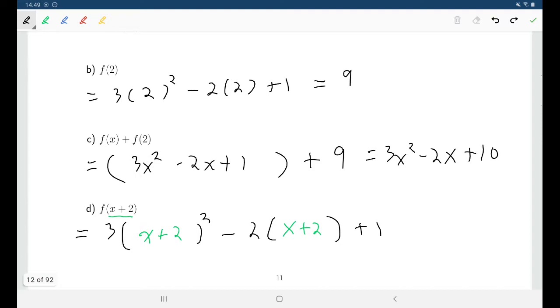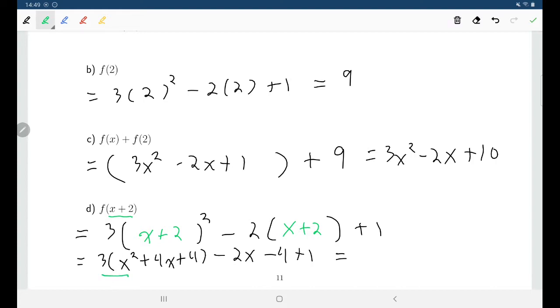So now we just need to finish this off. And for this, I'm just going to expand. X plus 2 squared would be x plus 2 times x plus 2, which, if you were to multiply that out, would be x squared plus 4x plus 4. And then just expanding a little bit further, in this next part, I'll have 3 times x squared. I'll have 12x minus 2x. That would be 10x. And I'll have plus 12 minus 4 plus 1. That turns out to be 9.